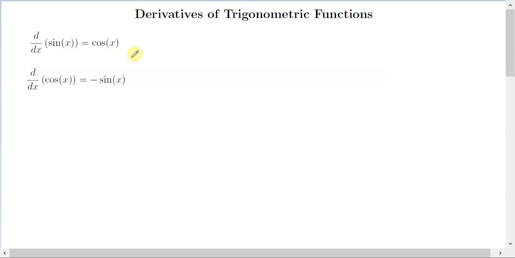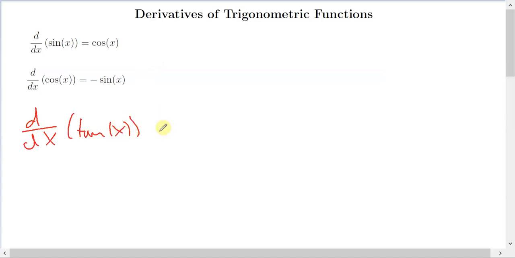We have these two derivative formulas for sine and cosine, and we're going to use these to derive the formulas for the other four trig functions. And so let's start with tangent. So I want to take the derivative of tangent, and I don't want to go back to the limit as h goes to 0 formula.